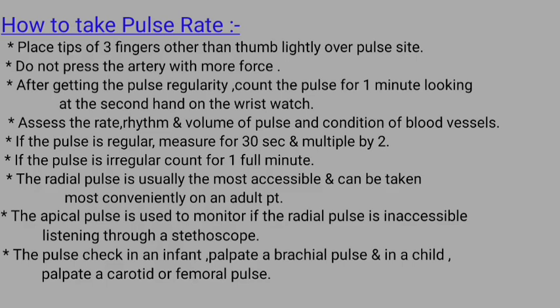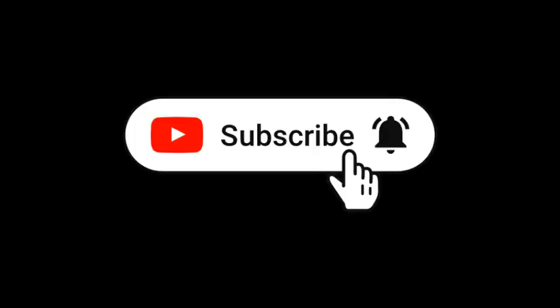The radial pulse is usually the most accessible and can be taken most conveniently on an adult patient. Then the apical pulse is used to monitor if the radial pulse is inaccessible, listening through a stethoscope. Then for the pulse check in an infant, palpate a brachial pulse, and in a child, palpate a carotid or femoral pulse. So, this was the pulse rate or heart rate.